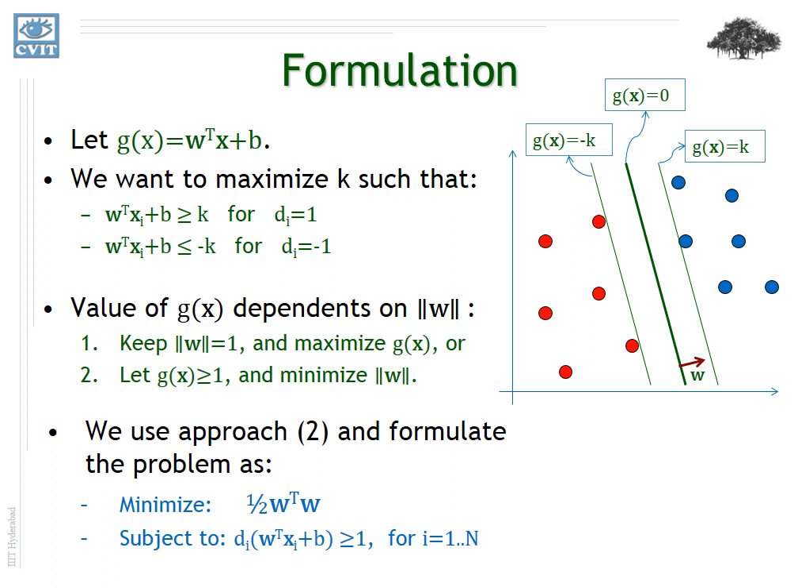subject to the condition that w transpose xi plus b should be greater than 1 for positive samples and less than minus 1 for the negative samples. And we can actually write those two conditions together as di times w transpose xi plus b should be greater than or equal to 1 for all the samples. This would allow us to minimize the margin subject to a set of linear inequalities.